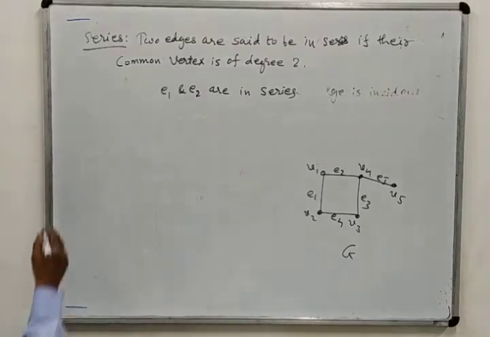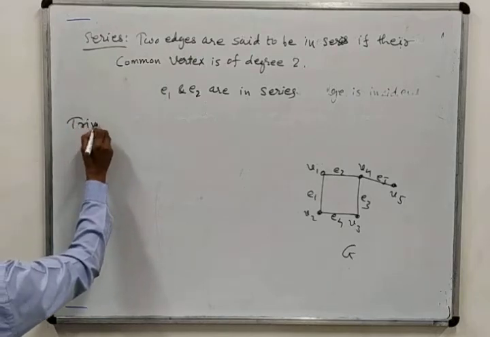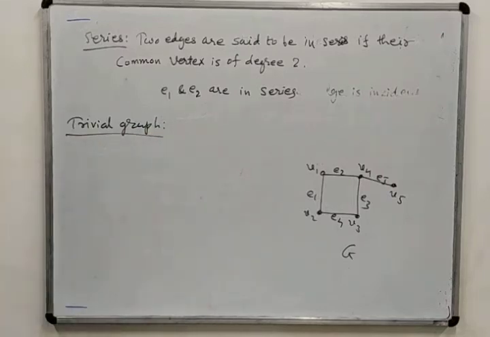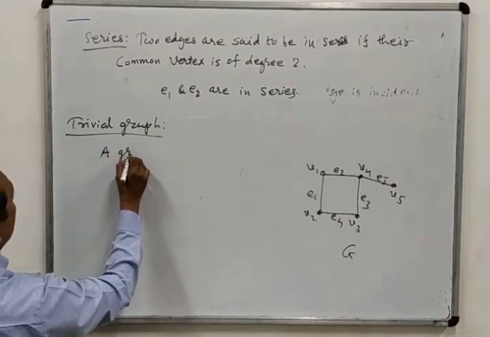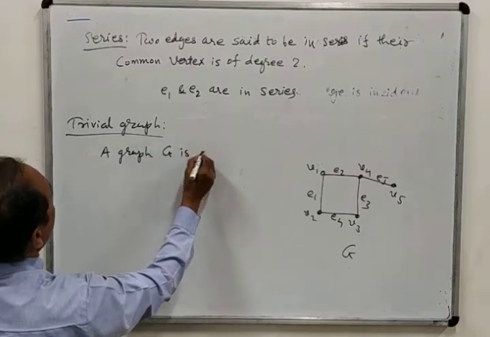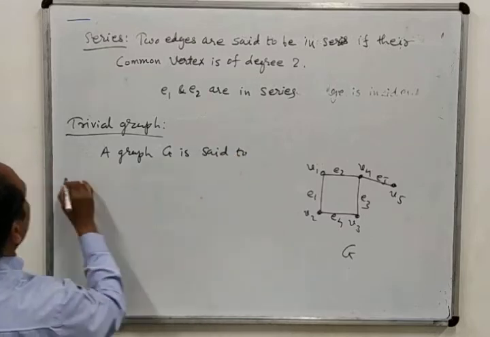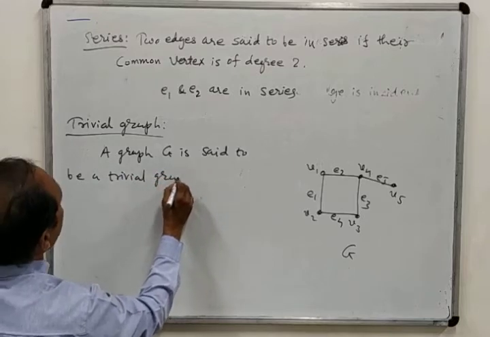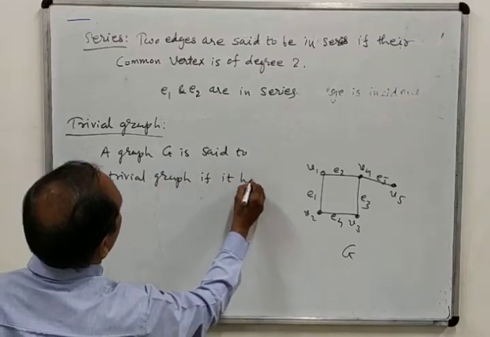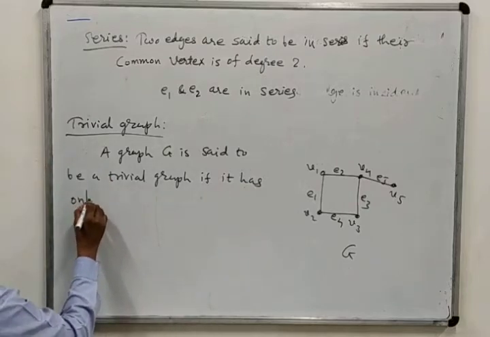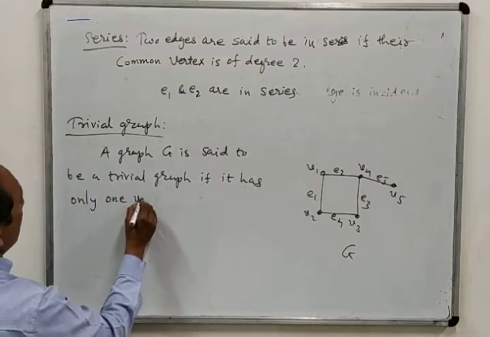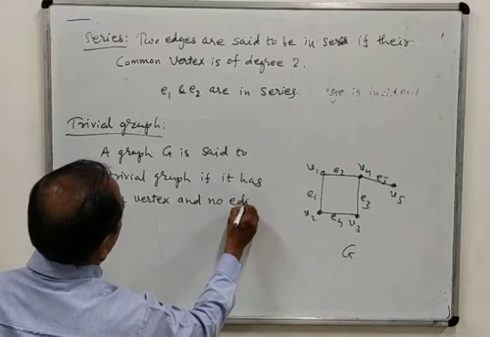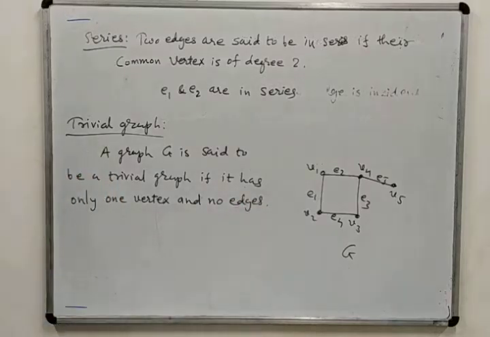Now let us see another definition. Trivial graph. Trivial graph is also a very easy definition. A graph G is said to be a trivial graph if it has only one vertex and no edges. No edges. So you just read out the graph.